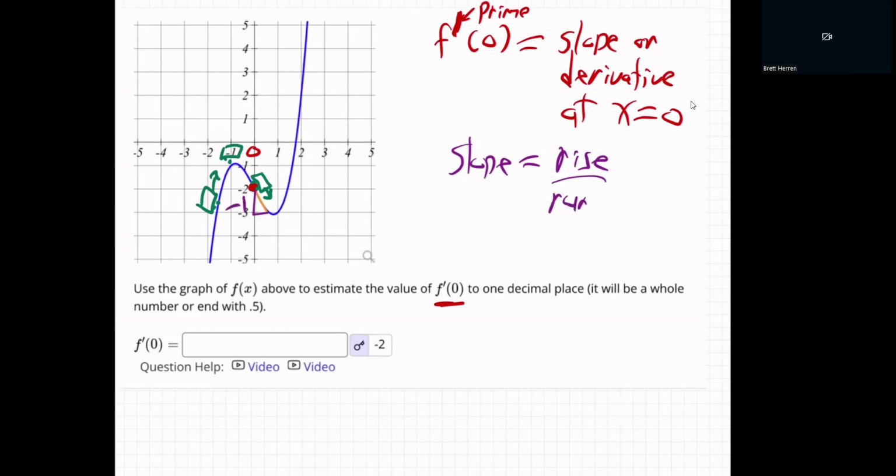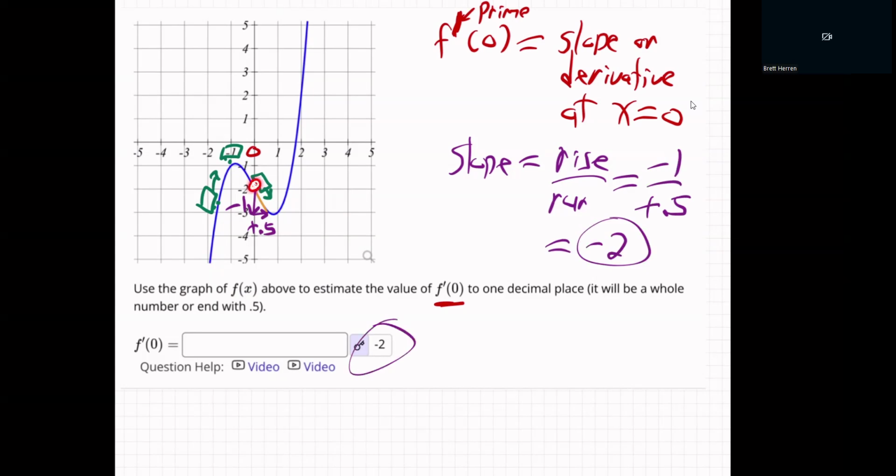So it looks like it's down one, right, 0.5, like half. So it only goes half a unit. Maybe I made that too big. See right here? There, about half a unit over, down one. So the rise is down one over a half. If you divide that in your calculator, you'll get -2, which is indeed the answer.